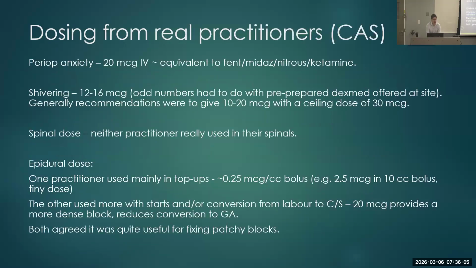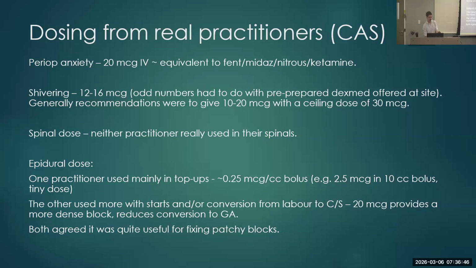And then when we look at what these two individuals were doing at CAS in their OB practice, IV, they were using it for periop anxiety. They would give a bolus of about 20 mics, and this tended to be pretty close to what you'd see if you give a little bit of Fent or Midaz for positioning a patient for an epidural. For shivering, the one practitioner that was using this used 12 to 16 mics. It's really weird numbers. They had used it enough in their hospital that they had spoken to pharmacy. They had pre-made syringes in their Pyxis. So this is basically the amount that was left after they'd done some epidurals.